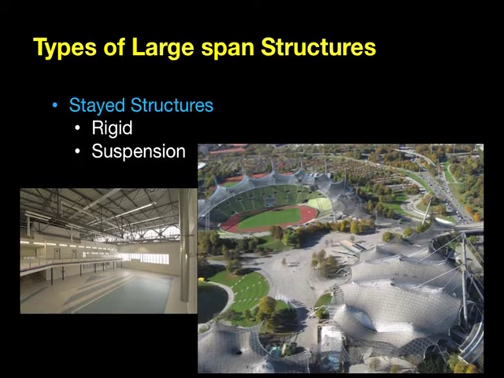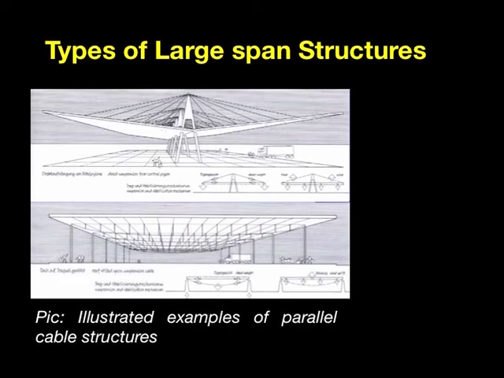Moving on to the next type, we have parallel cable structures. If you see the two images, these are the cables that support the roof. In this diagram, you can see that the cables pull in so that the structure can be maintained at this level. It's the same thing that happens here too. The cables are pulled in so that the structure is maintained at this level. These are called parallel cable structures.